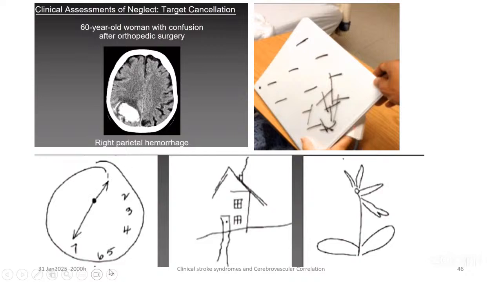You can see the clock drawing and which side. The right side is totally not done at the left side. And you can see the incomplete diagram, incomplete flower drawing. So this happens in the right parietal lesions.